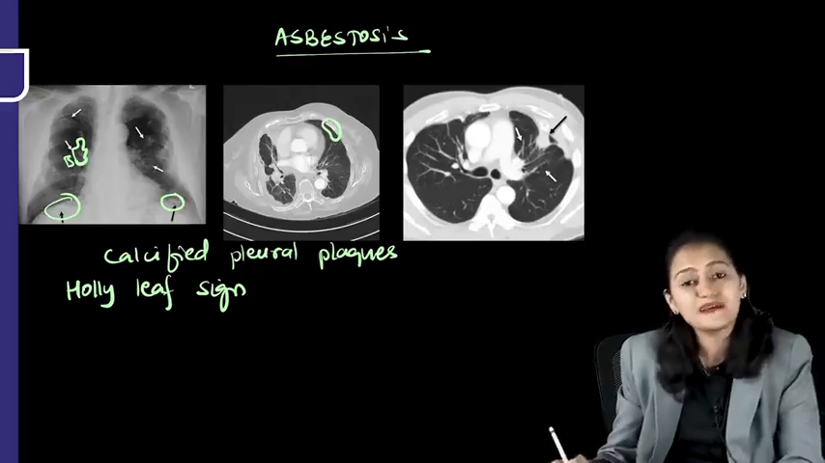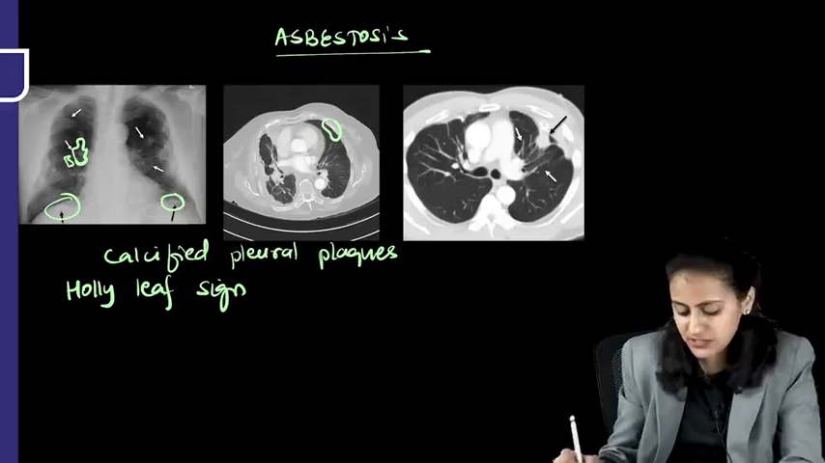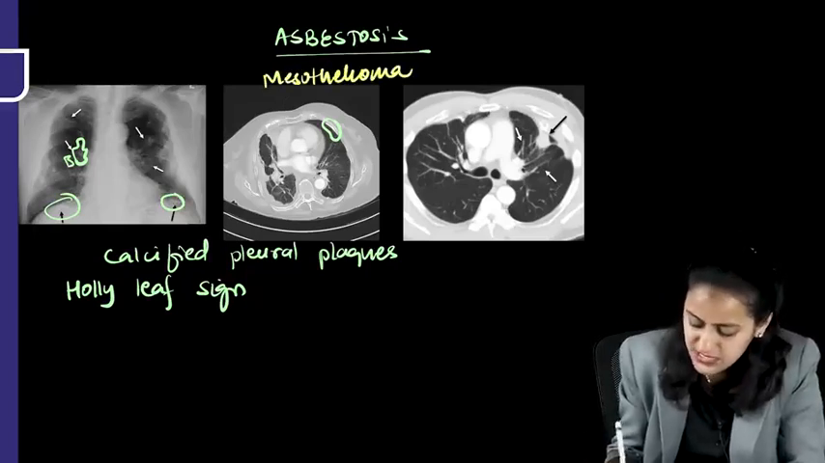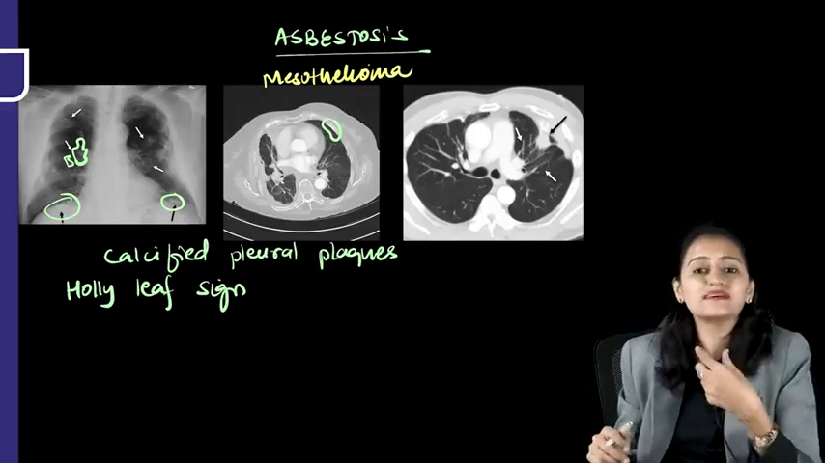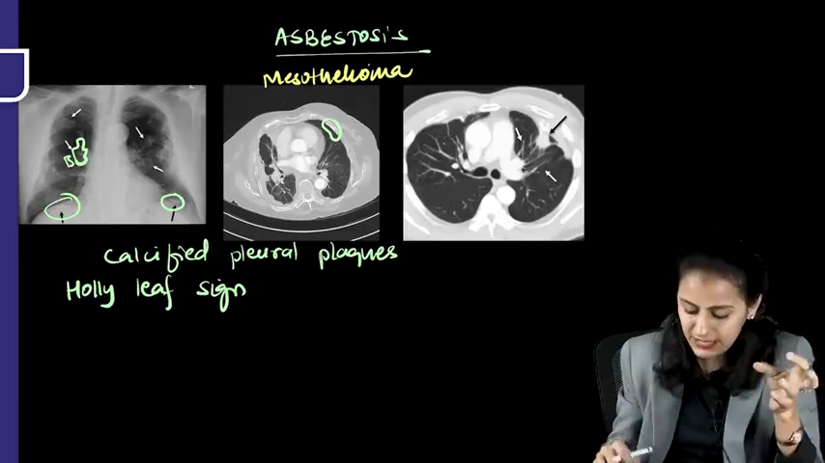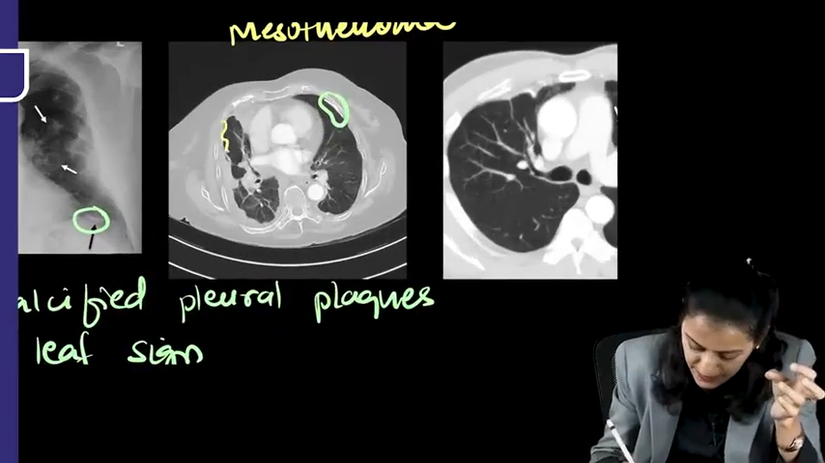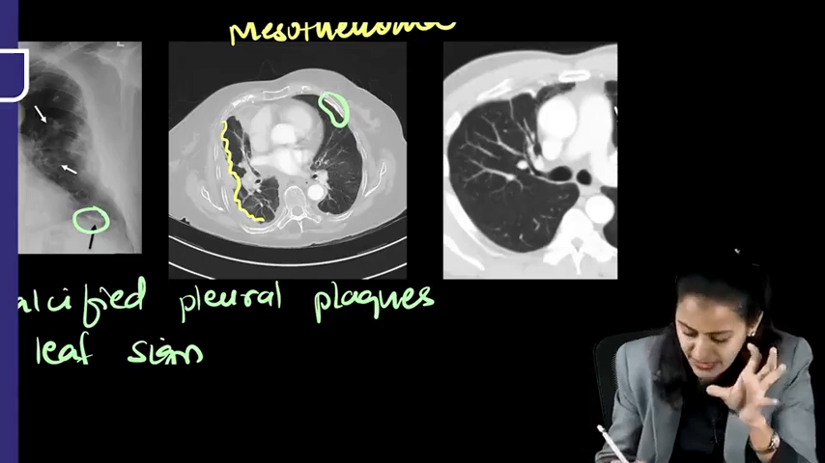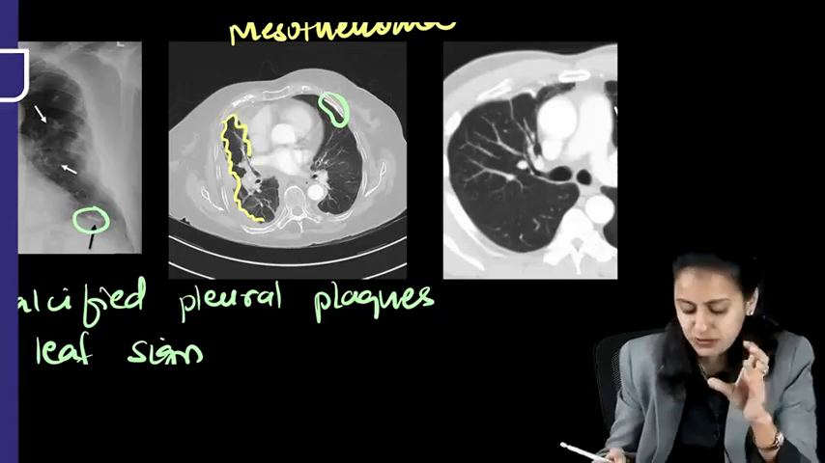What is the most specific tumor associated with asbestosis? It is the development of mesothelioma. Most specific, mesothelioma, the pleural lining tumor. So the pleura will become thick and irregular. That is what we are seeing here. Look at the thickening, the irregular thickening of the pleura, right, which will involve the mediastinal pleura also.